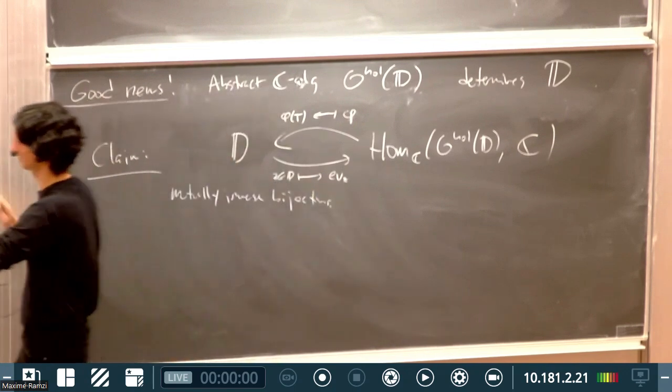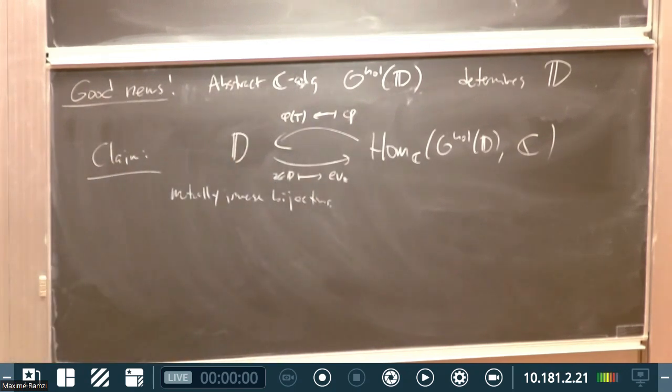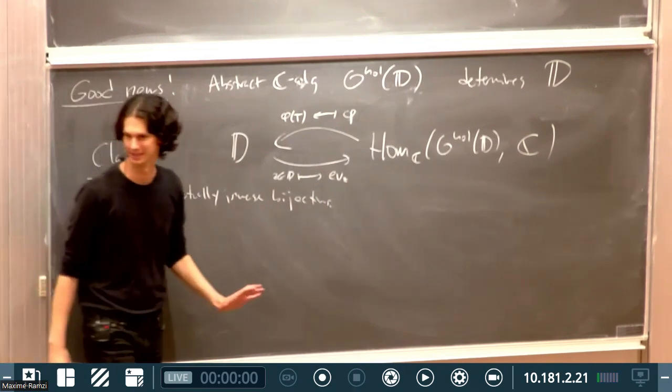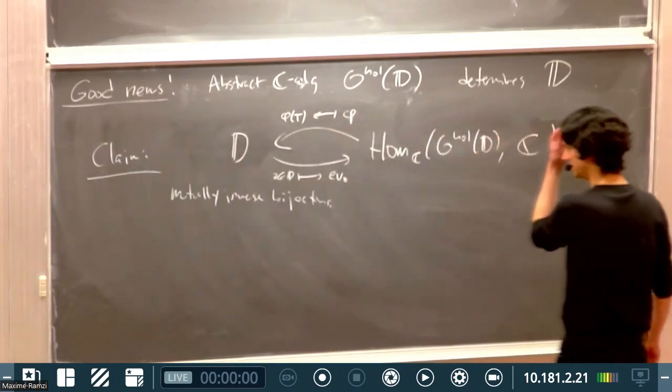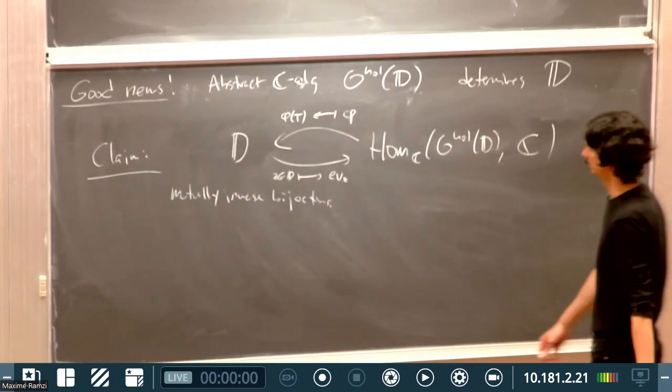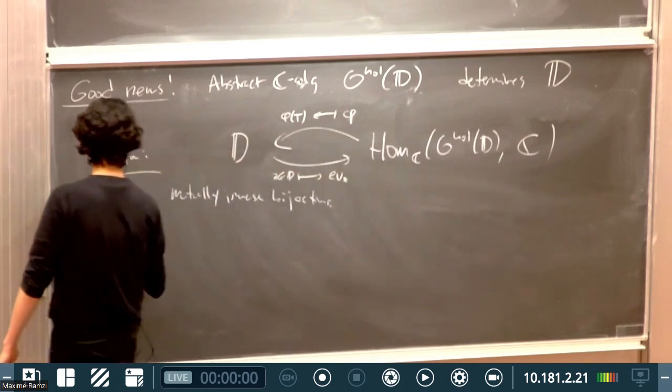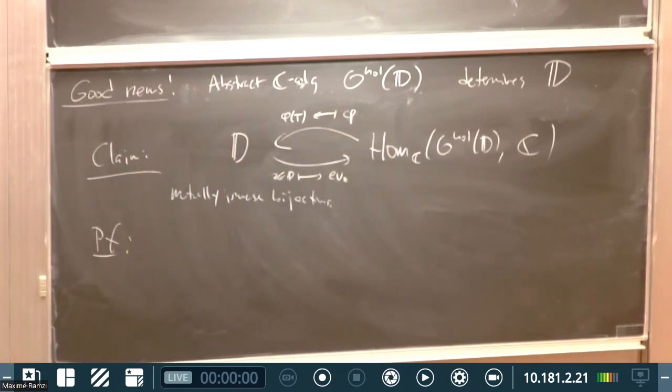And by the way, the same story works for polydisks in higher dimension. I'm just sticking to the basic case of dimension 1. You can do D to the n, the unit polydisk in C to the n for any n, but I'm just working the simplest case here. So let me give a proof so you can see why this kind of thing holds.